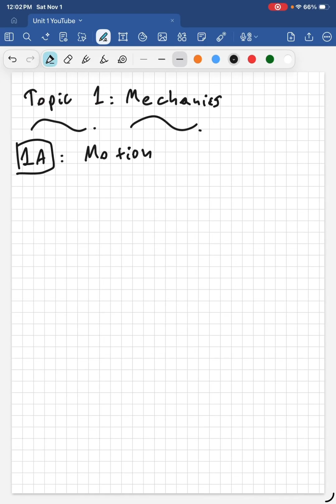Hello. Now that we are done with topic 0, as I call it, we are finally able to start with the actual material from Unit 1, which is Topic 1, which is mechanics. And we will start with Topic 1A, which is motion.